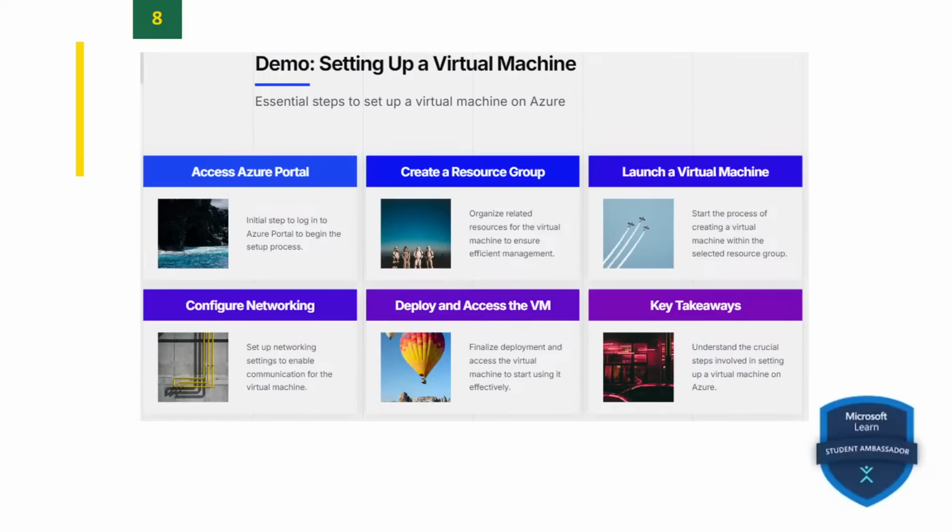Step 7. Connect to your virtual machine by accessing the virtual machine and selecting the newly created virtual machine. Download the RDP file provided by Azure, open it, and enter your credentials to connect to the virtual machine. For Linux virtual machines, use SSH clients.